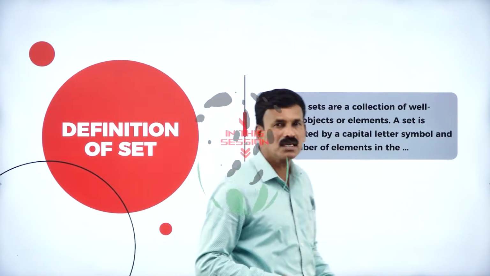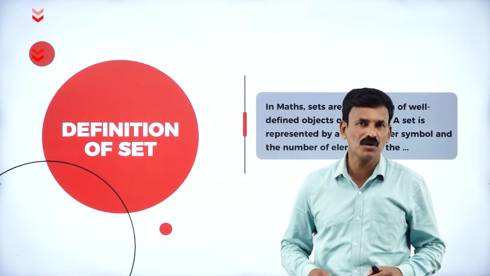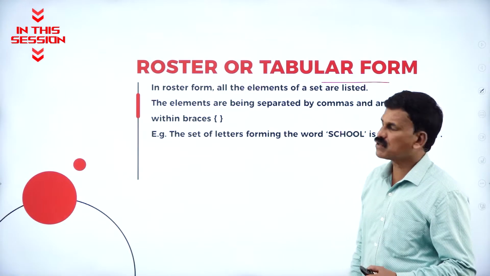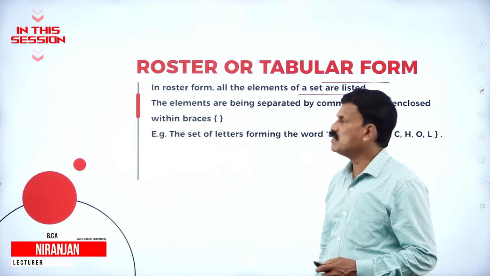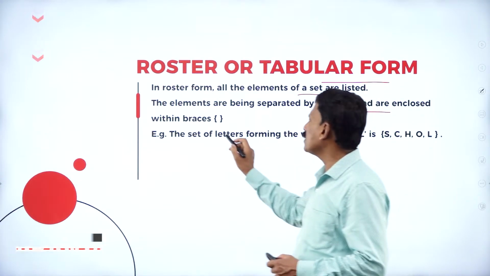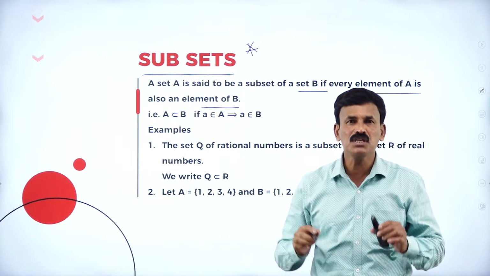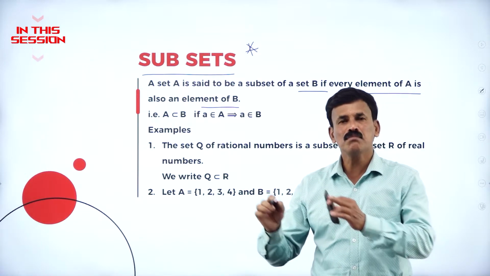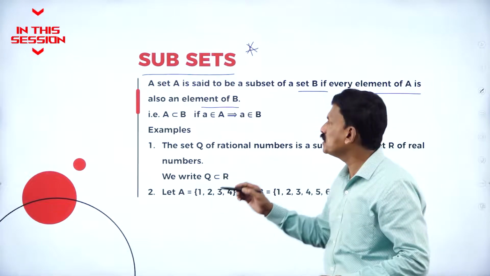A set is nothing but the collection of well-defined objects. The objects may be anything, but they must be well-defined. In the roster form, all the elements of the set are listed, separated by commas, and enclosed between braces. A set A is said to be a subset of B if all the elements of A are also elements of set B. Then A is called a subset of B.